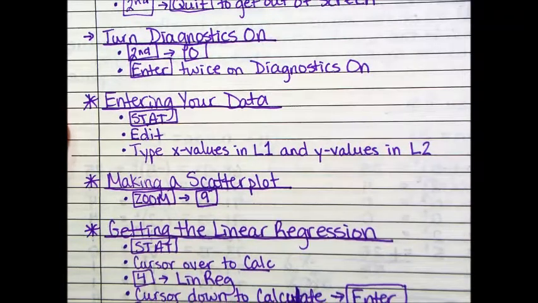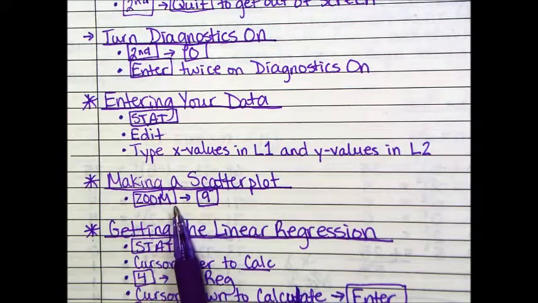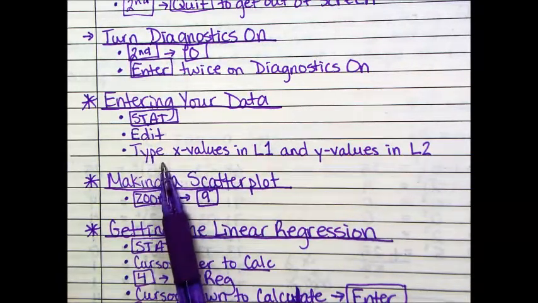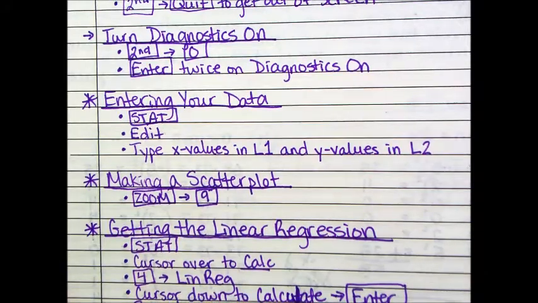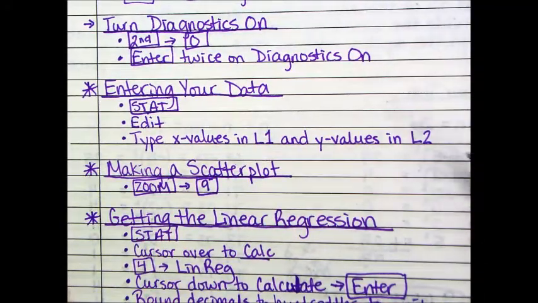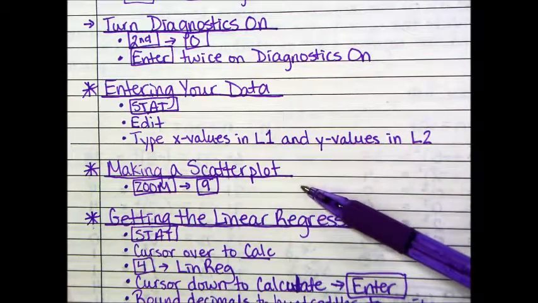So, first of all, you kind of want to see what the scatter plot looks like. To see your scatter plot, you just hit zoom 9. So you put your data in, and you make a scatter plot so that you can see what your scatter plot looks like. That'll give you a chance to see, ooh, it's positive correlation, it's negative correlation. It gives you an idea of what you're working with.